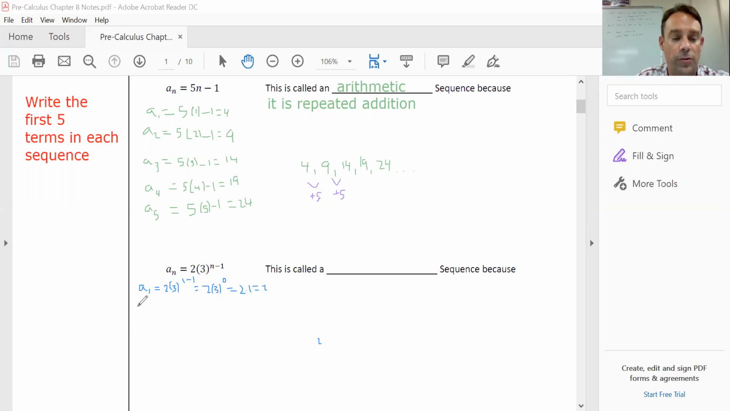All right, let's keep going here. So a sub 2. So 2 times 3 to the 2 minus 1. That would end up being 6. A sub 3. So that's 2 times 3 to the 3 minus 1. That would end up being 18.